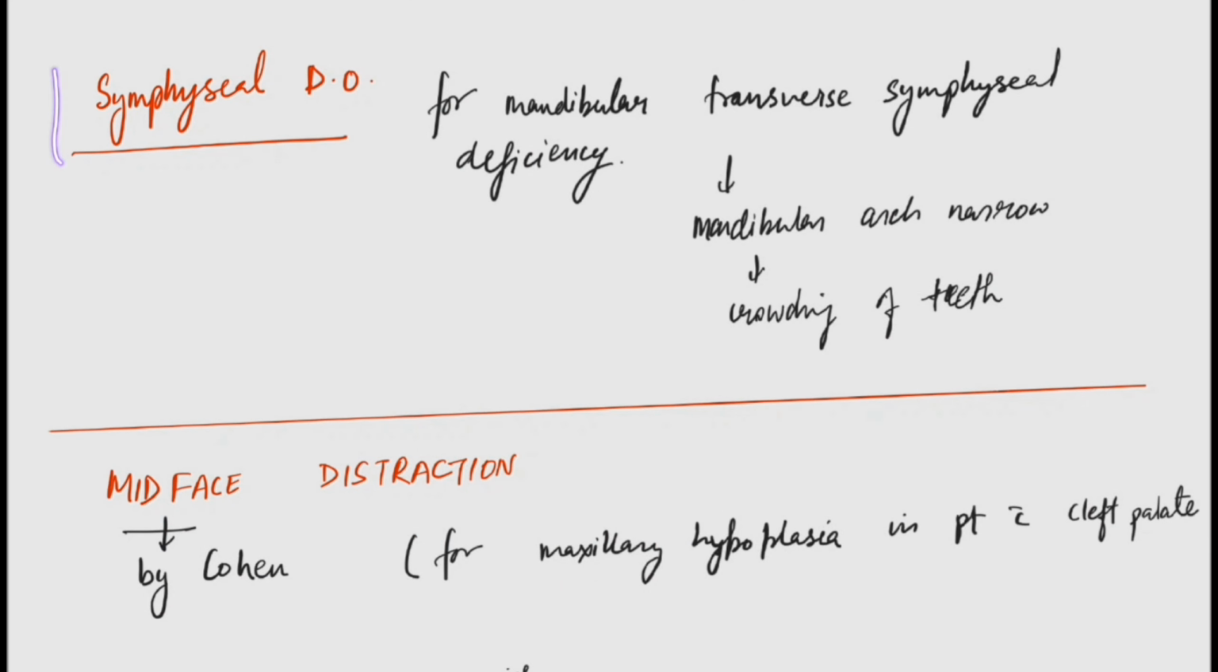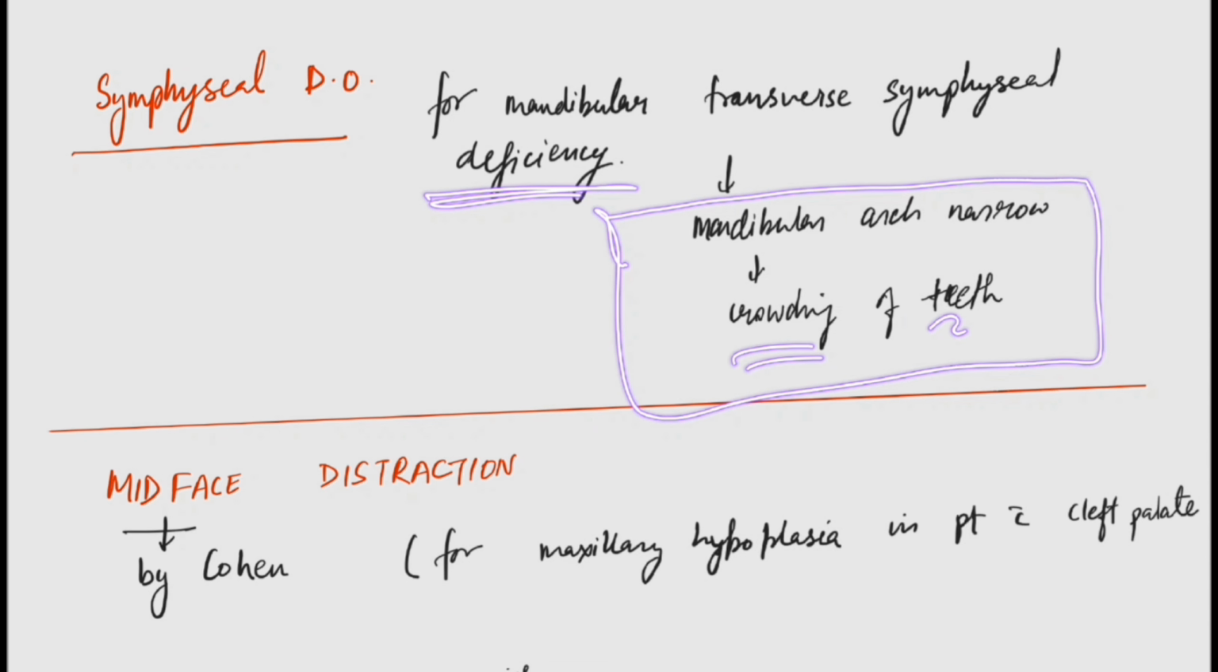Similarly, there is symphysial distraction osteogenesis. For example, in cases of mandibular transverse symphysial deficiency, where there is mandibular arch narrowing and crowding of mandibular teeth.